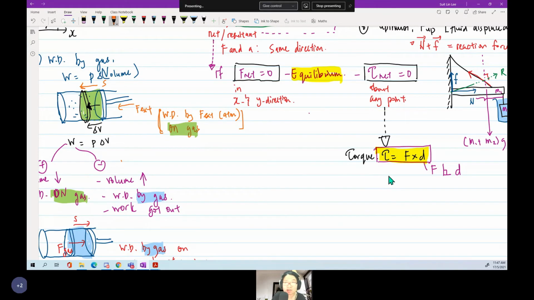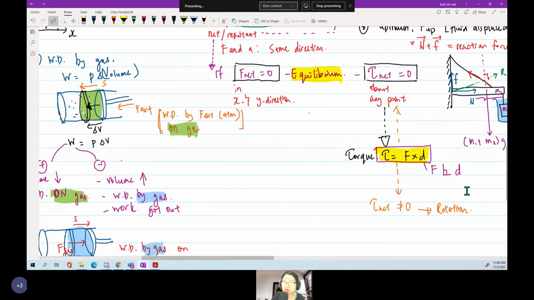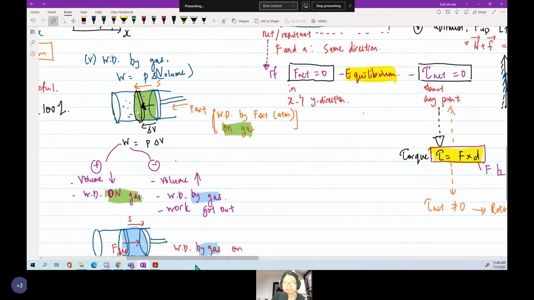Okay, so if net torque is 0, you will get equilibrium. But sometimes net torque is not 0, then the thing will rotate lah. There is rotation. In fact, it will rotate faster and faster or slower and slower. But that part is not really in your syllabus. Just know that you should know how to calculate the net torque. That's all.